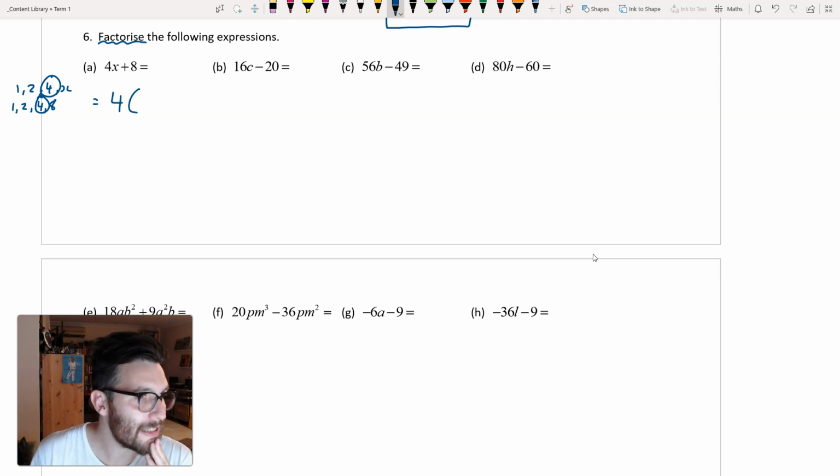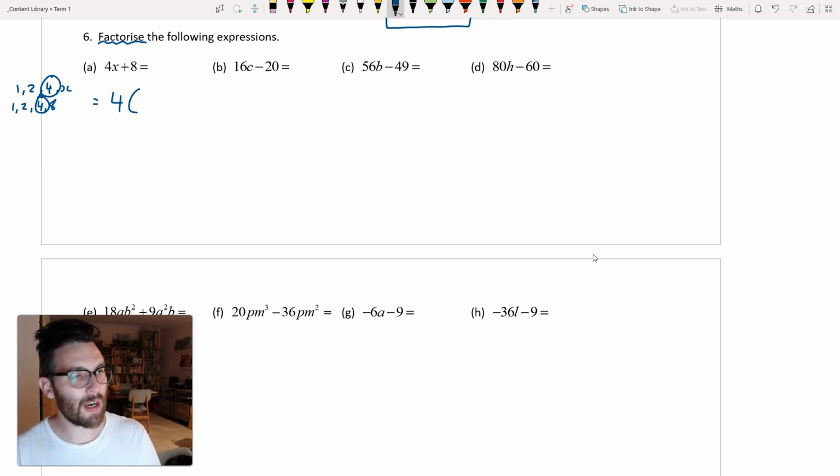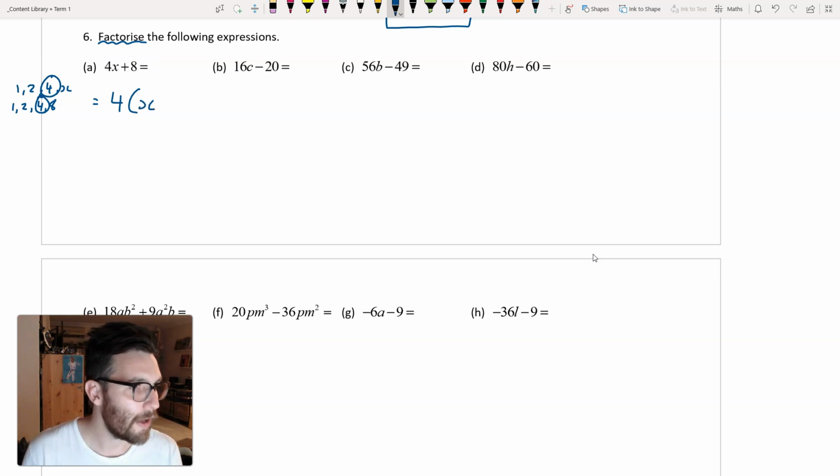And then what we put inside the bracket is essentially whatever we'd need to have on the inside, so it would multiply back out to give us 4x plus 8. So if I put an x in here, 4 multiplied by x would give me 4x if I re-expanded it, and 4 multiplied by 2 would give us 8. I've got that right, haven't I? Yeah, that's good.